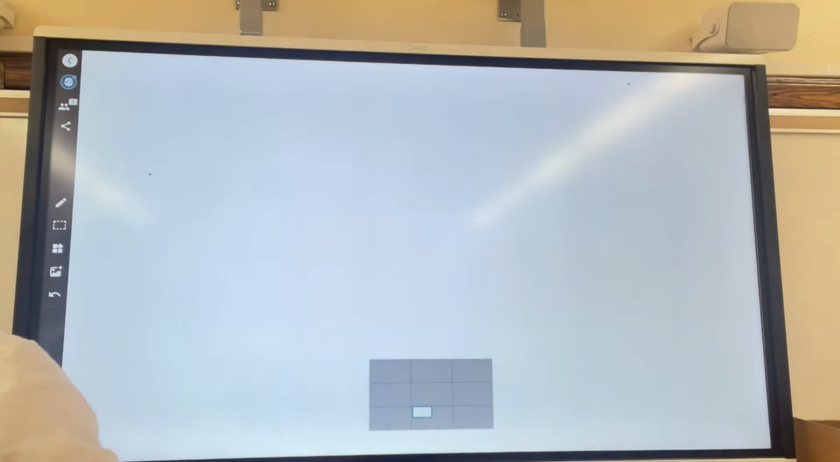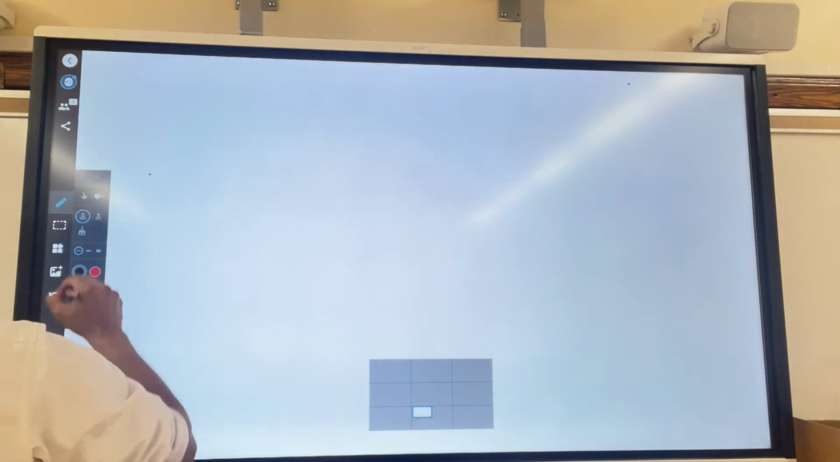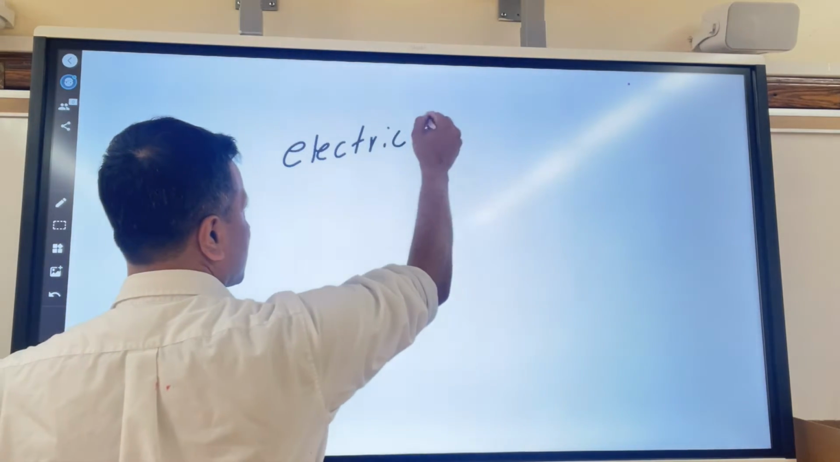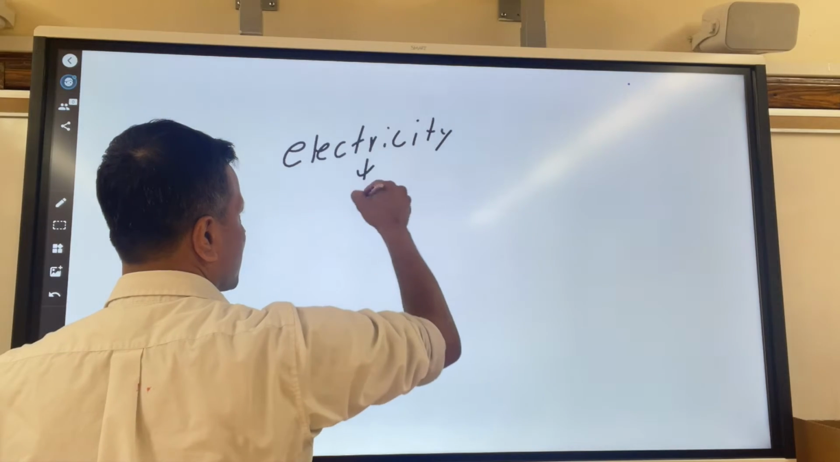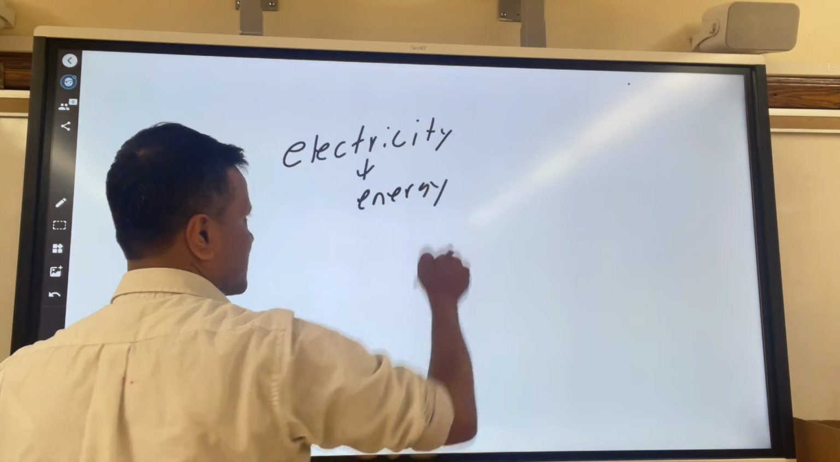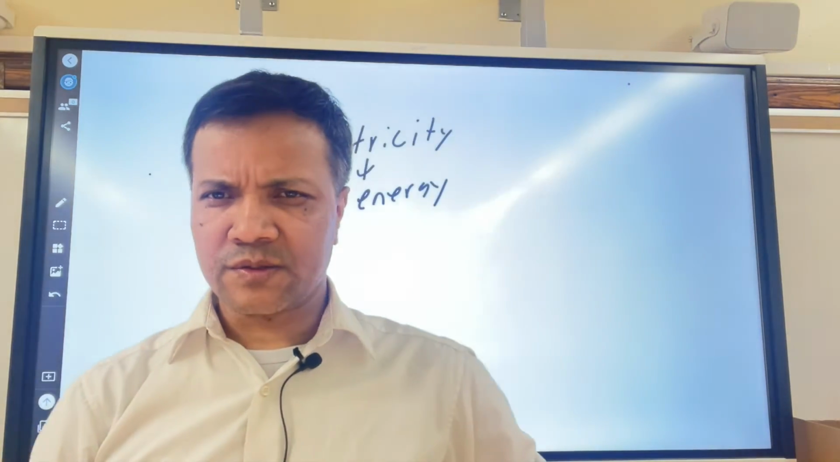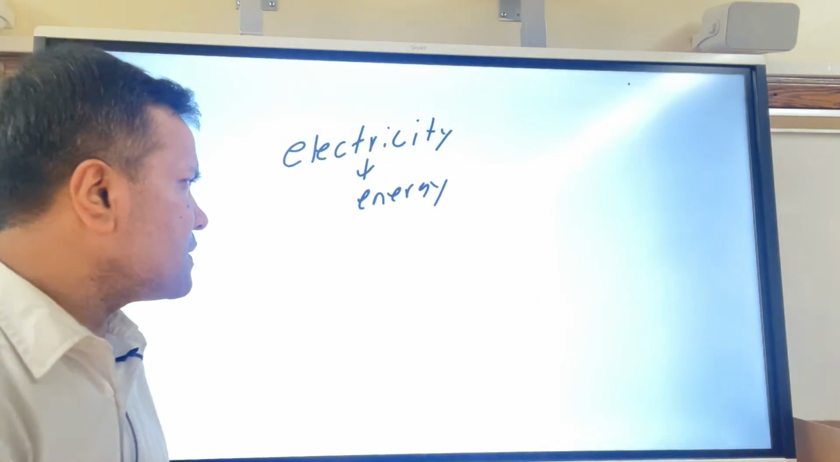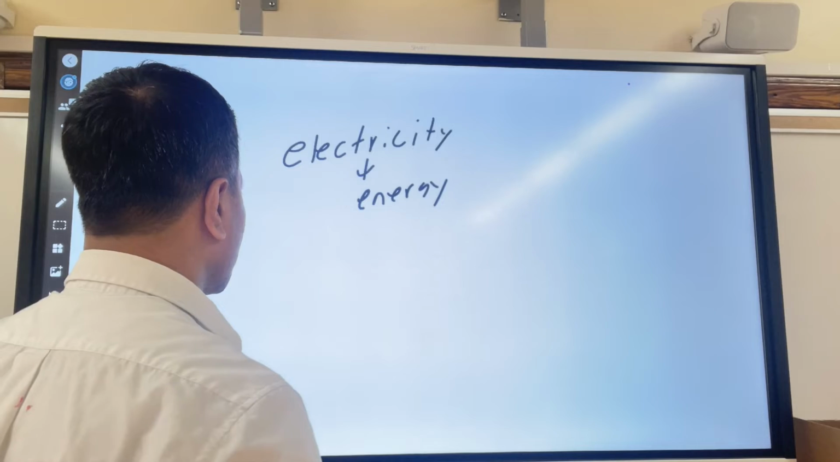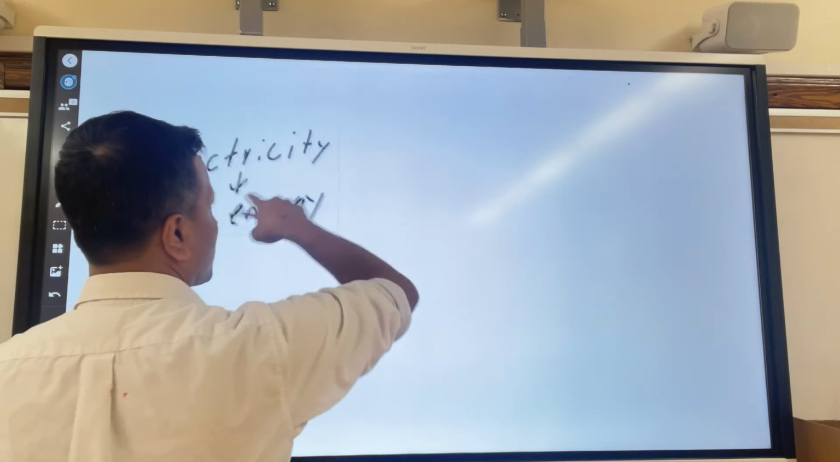So when we talk about electricity, what is electricity? Electricity is a form of energy, right? That you can find in the atom, right? Okay, a form of energy inside an atom. There are 2 types of form of energy inside atom.